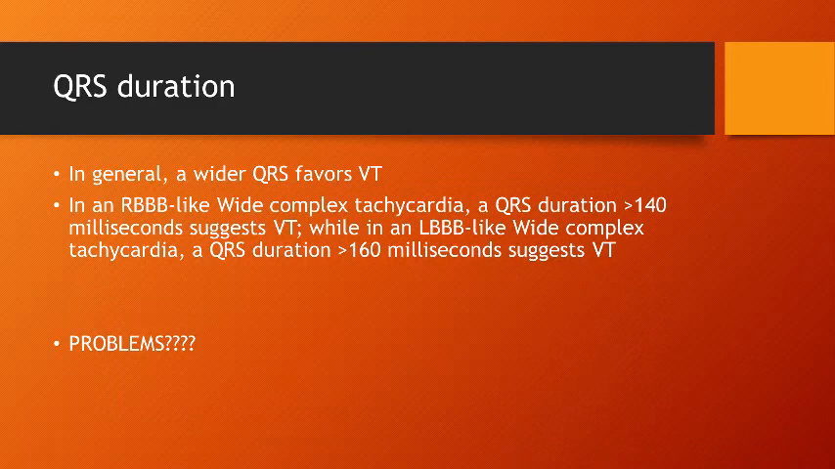Another important thing that we need to see in an ECG with wide complex tachycardia is the QRS duration. By definition, the QRS duration is at least 120 milliseconds in a wide complex tachycardia. In general, a wider QRS favors VT, whereas a shorter QRS goes more in favor of SVT. If there is an RBBB-like wide complex tachycardia and the QRS duration is more than 140 milliseconds, it suggests VT. Whereas if the wide complex tachycardia is more like an LBBB, but the QRS duration is more than 160 milliseconds, it suggests VT.